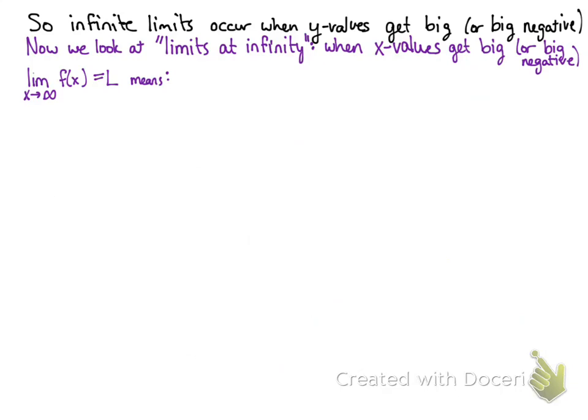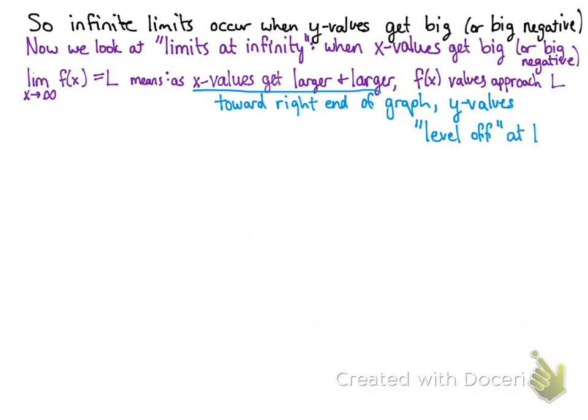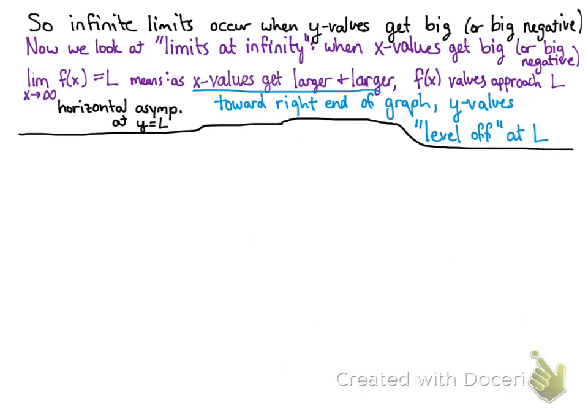So that means we're going to be writing the limit not as x approaches 2 or x approaches -7, but the limit as x approaches infinity of f of x. And that will just equal a number, L. So that means when the x values get really, really big, the f of x values, the y values, will approach L. X values getting bigger and bigger means we're looking to the far right of the graph. And then we will see that the y values at the far right of the graph level off at L. When this happens, we say there's a horizontal asymptote at y equals L.